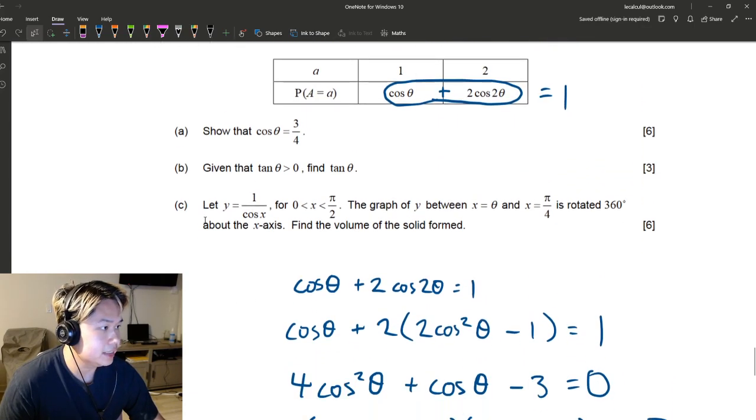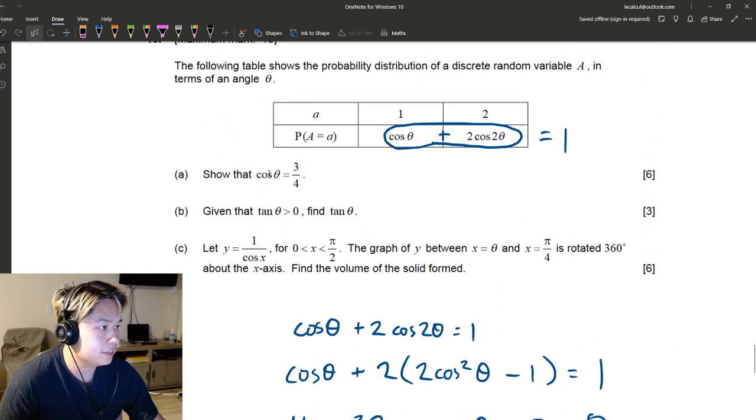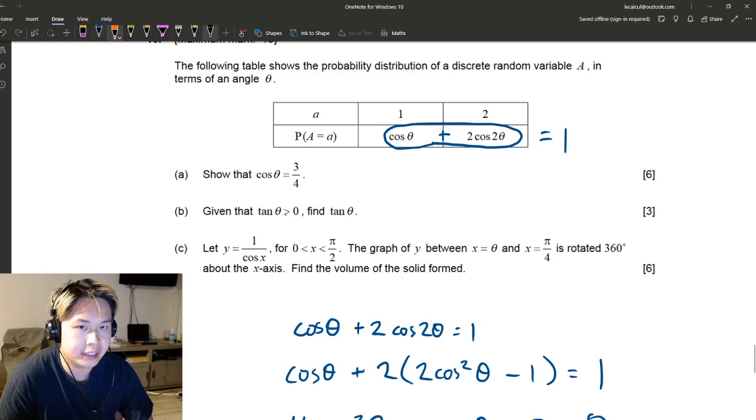Okay, then what's next? Given that tan is also positive, find tan theta. So if cosine is positive and tan is positive, then you know your angle is an acute angle. And it needs to be in the first quadrant.